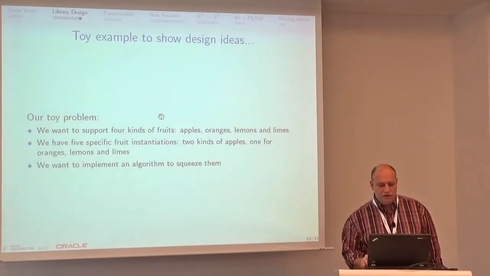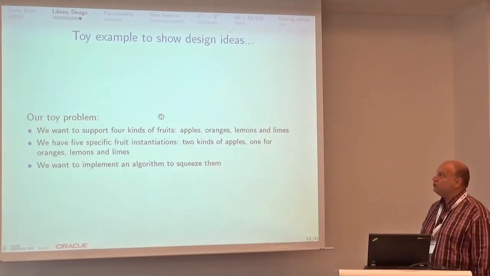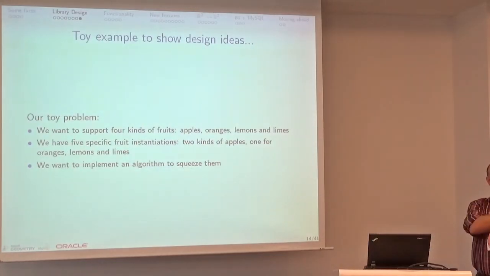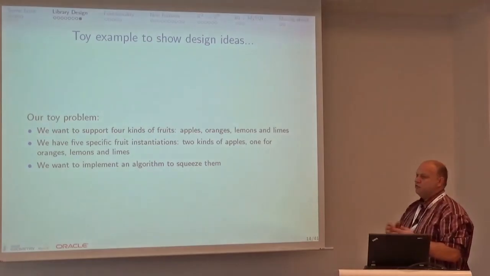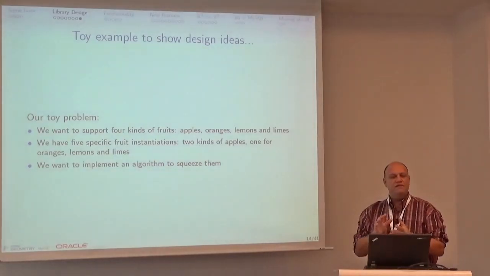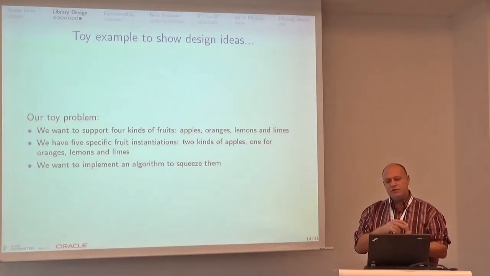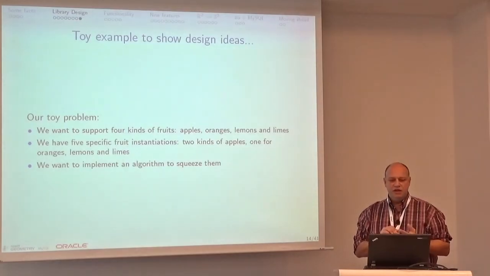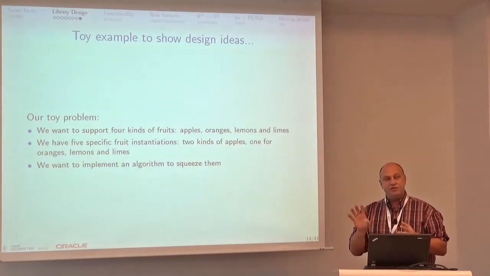So here's what I wanted to do. I wanted to have a very simple toy problem, nothing to do with geometry, that would give you an idea of how the library is designed. So here's our model problem. I have a set of fruits: apples, oranges, limes, and lemons. And these are the types of fruit that I have.